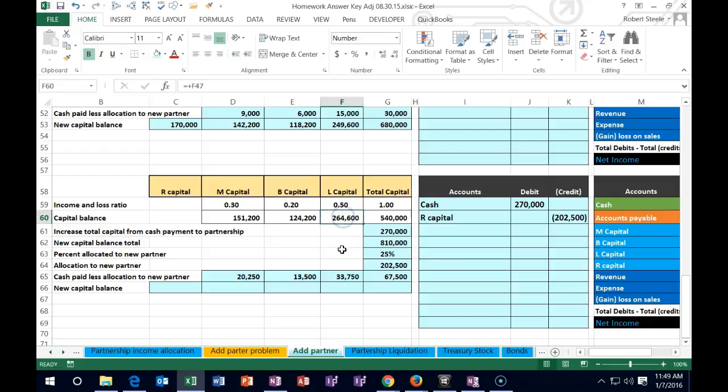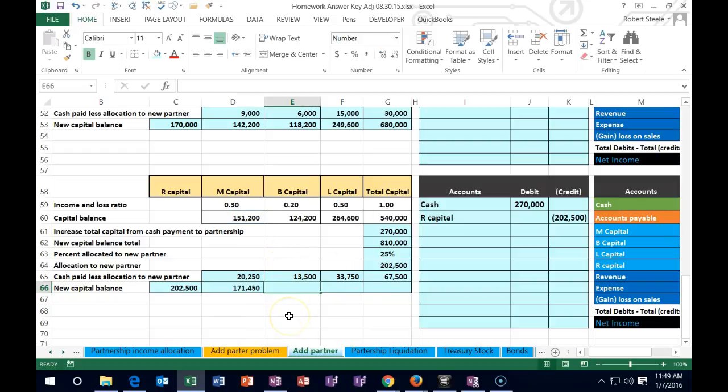That means the 264.6 is going to go up 33,750. So what's going to be the new capital accounts then? R is going to be on the books for what we decided to allocate, which is 25% of the 810, or the 2025. And M is going to be on the books for the beginning capital plus what we're going to increase the capital balance by, their portion of that 67.5.